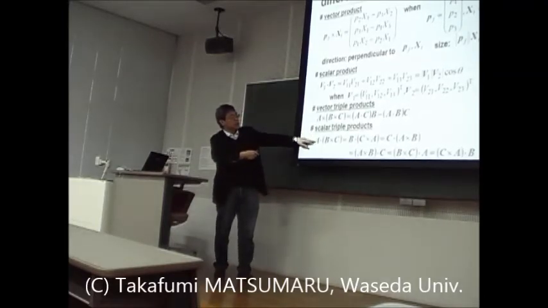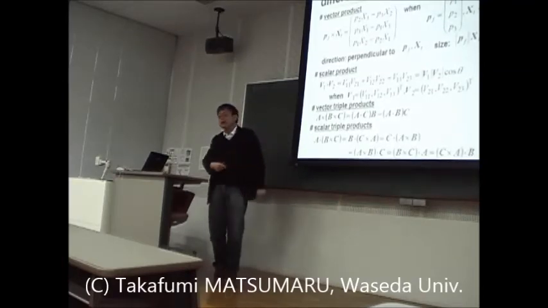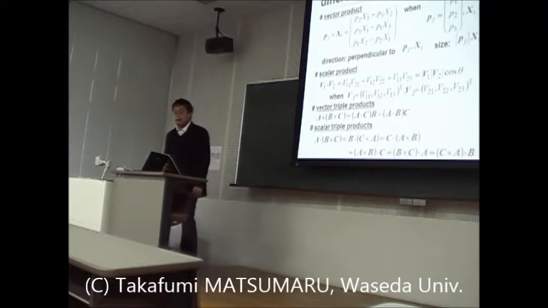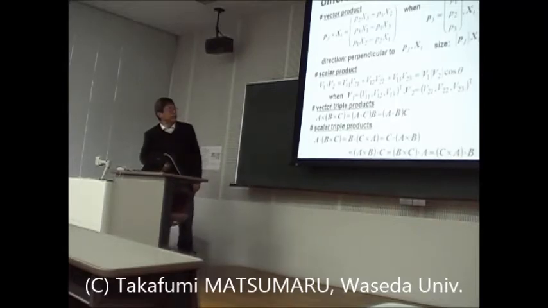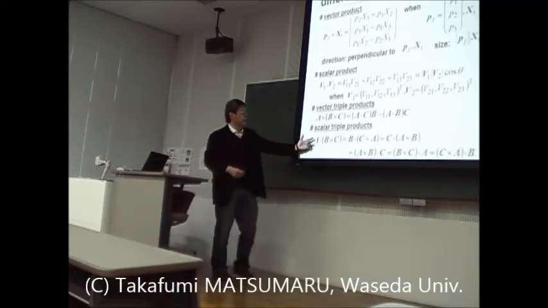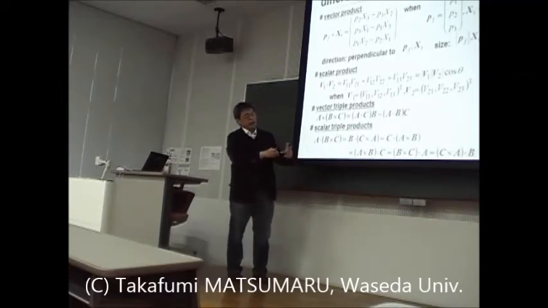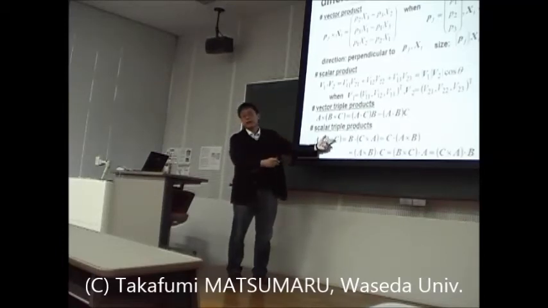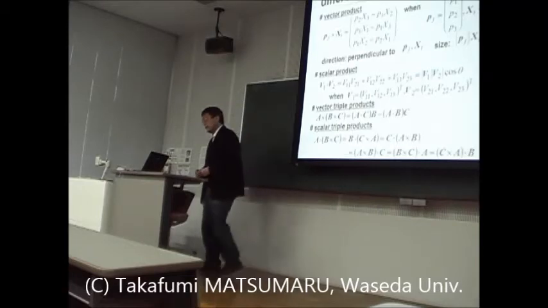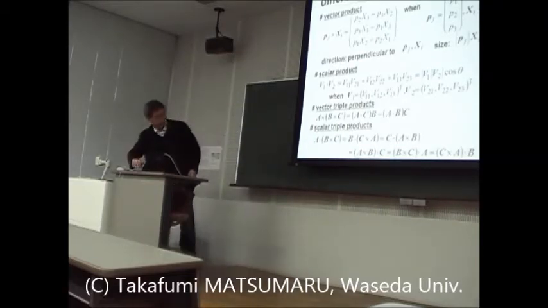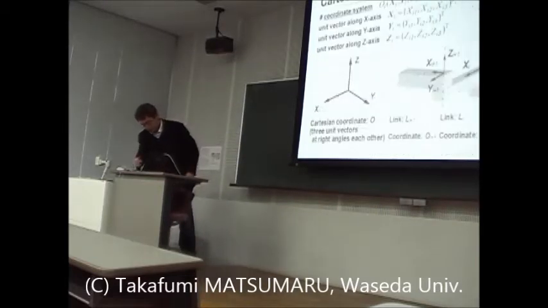Scalar triple product is this equation. Maybe you should recall it like this. Okay. This is used because sometimes A, B, C become the XYZ coordinate system unit vectors. Okay, you should think about this. We will use it later.